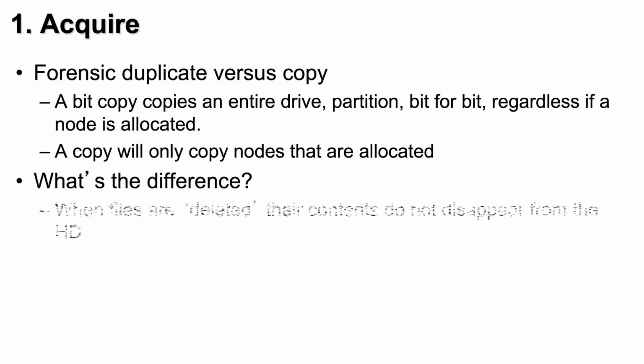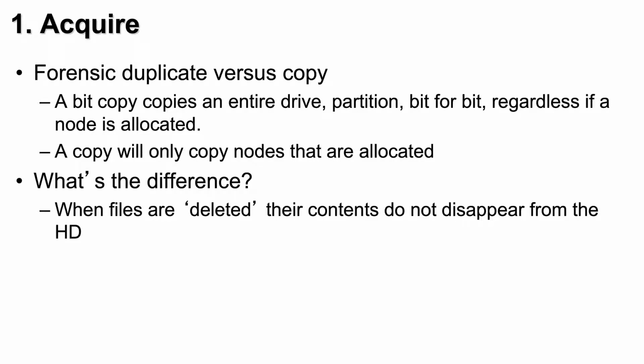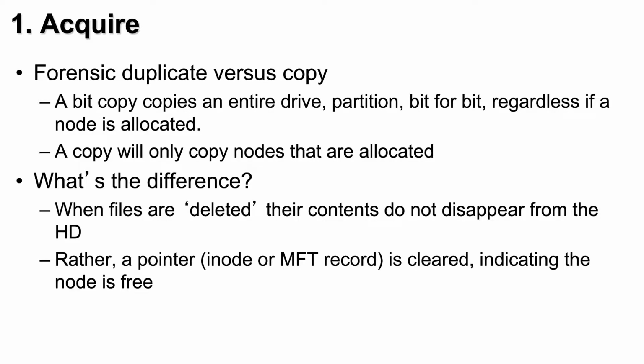So what's the difference? As already said, when files are deleted, their contents do not disappear from the hard drive. Rather, a pointer, and just forget about this, an inode or master file table record is cleared, indicating the inode is free. But that's just a single byte. All the contents are still there. Not only that, all the metadata about the file is still there. So pretty much all information about the file is still there except that one bit that was flipped.